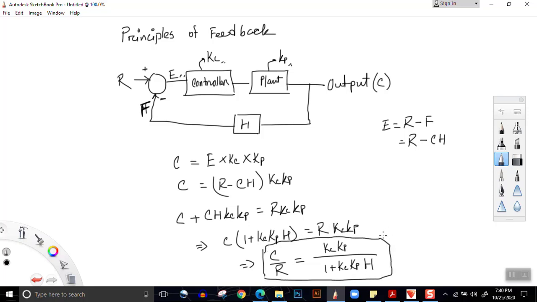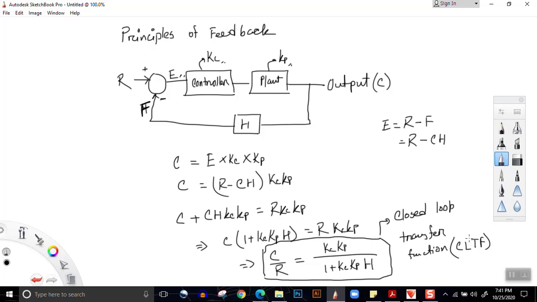You must have learned it from theory already. Closed loop transfer function, so it is also called in short form CLTF. So this is our closed loop transfer function.